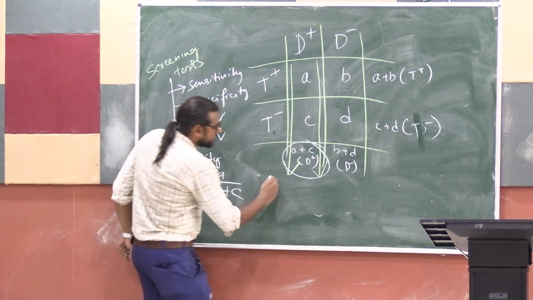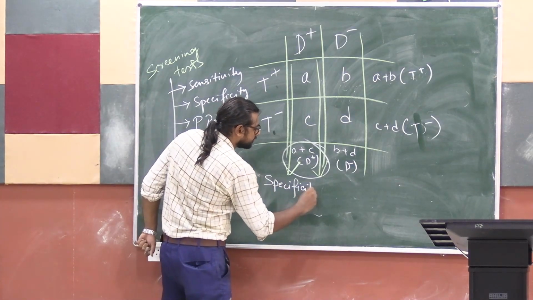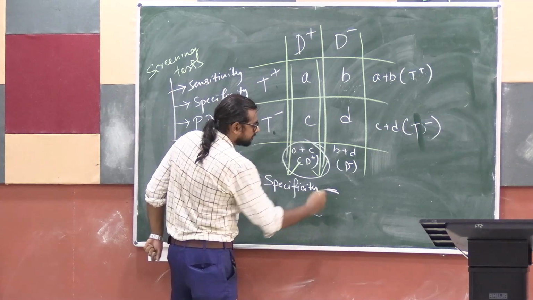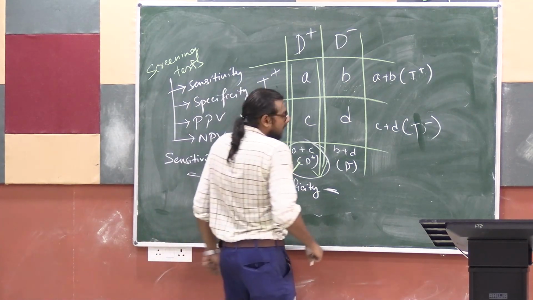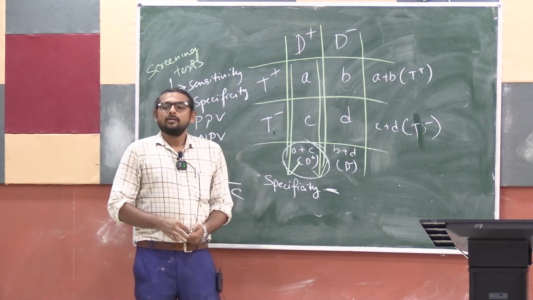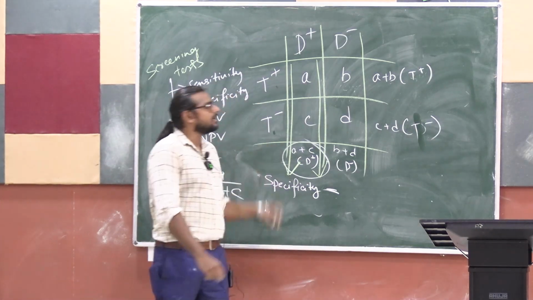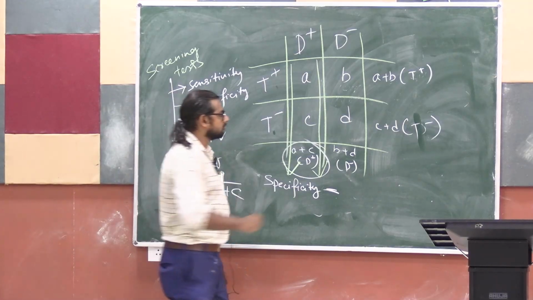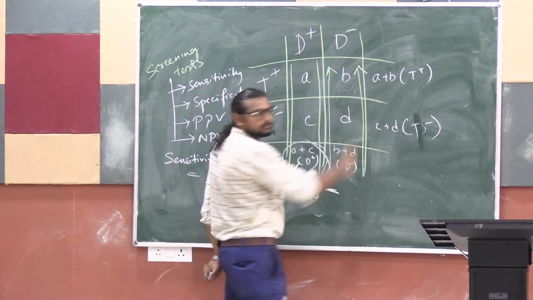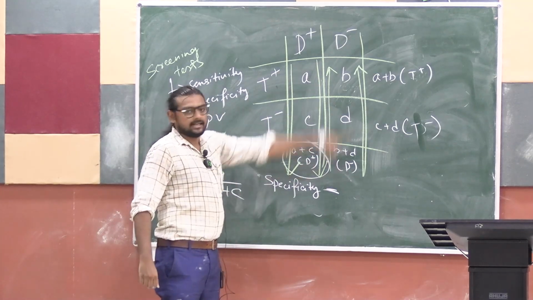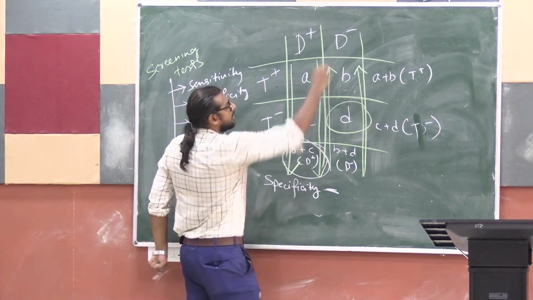Now let's talk about specificity. See, I don't have the disease. I just get myself checked. What is the probability that the test will yield a negative result? This will come from this line. Correct? Just remember this line. Got it? So, what will that be? Negative results by total.